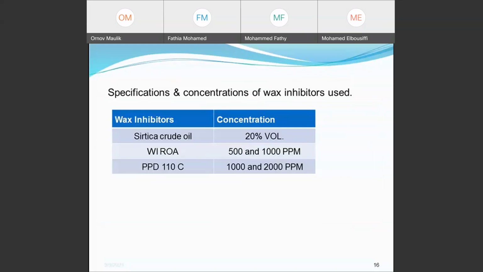So here are the specification and concentration that we use in this research. For the Abu Tartour crude oil, we applied 20% volume of light oil. This is the best volume we chose. And for the wax inhibitor ROA, we used 500 and 1000 ppm. For PBD, we used 1000 and 2000 ppm.